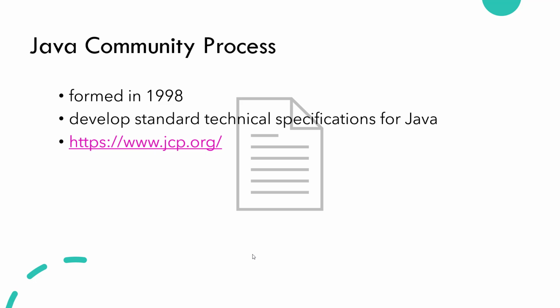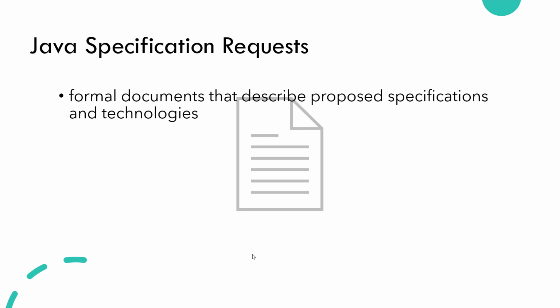Assume that you have a very innovative use case for Java technology. How do you propose your use case to become a standard for Java? That is where you go to the JCP community, where you submit a document called a Java Specification Request. This is the formal document that describes your proposed specs and the technology, and the community members will review it and, based on the defined protocol, they will take action.